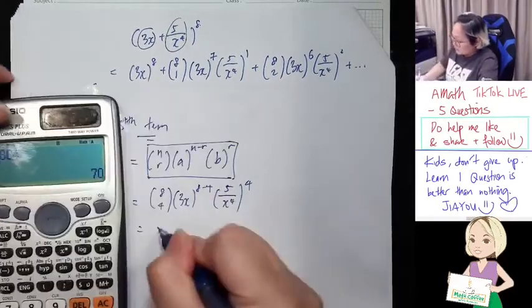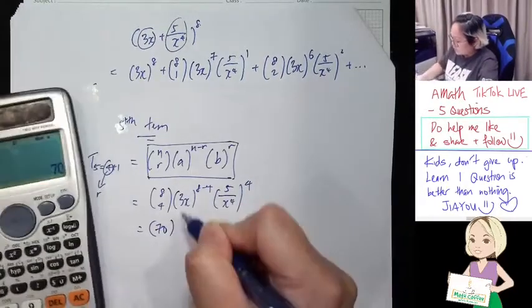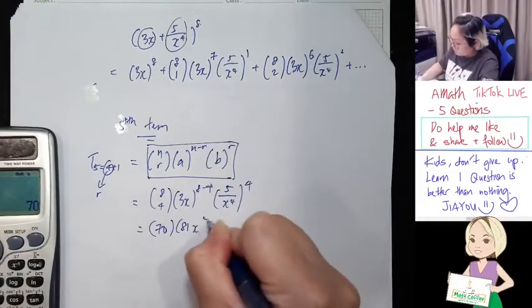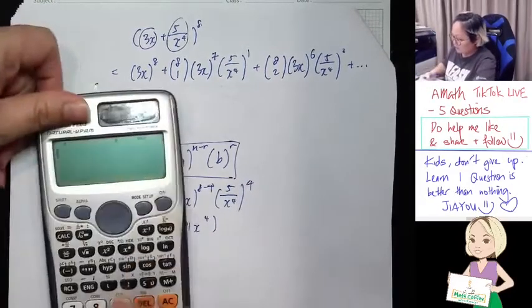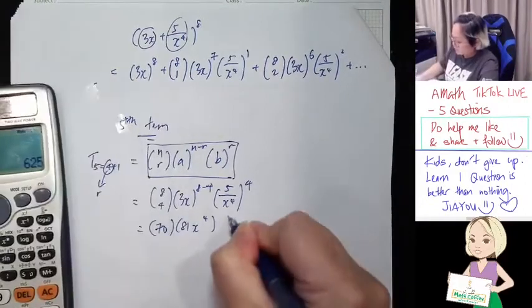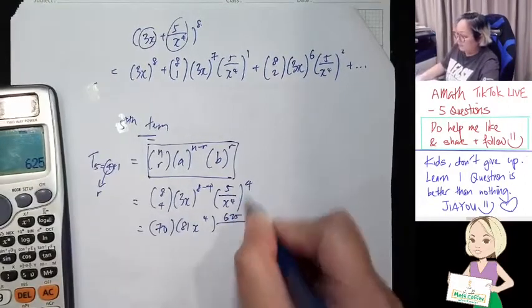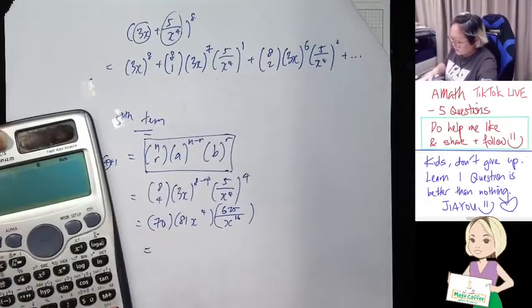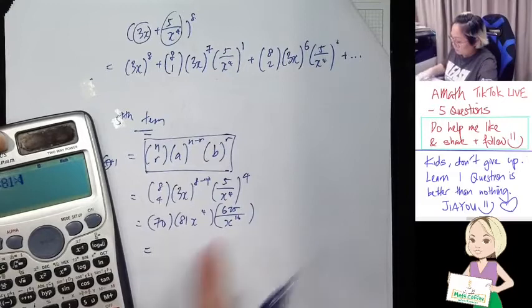So you'll get 70. Okay, this is 3 to the power of 4, which is 81. So 81 x to the power of 4. 5 to the power of 4, okay, now must press calculator already. So it's 625. 4 times 4, x to the power of 16. So in the end, what do I get? I get 70 multiplied by 81 multiplied by 625.